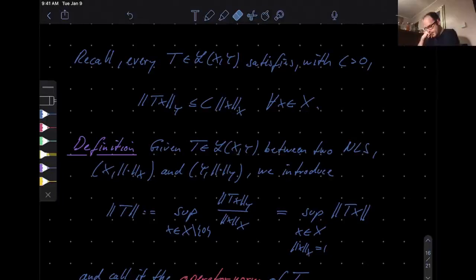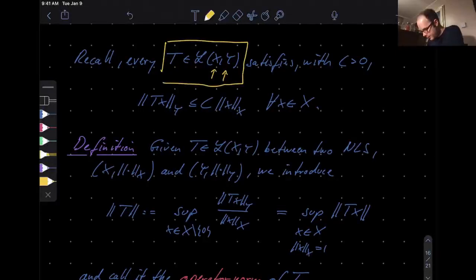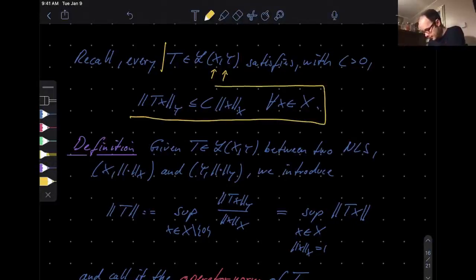Here on top, we discussed in the very first video bounded linear transformations, right? Remember we have two normed linear spaces, x and y as written here, and this notation means that t is a bounded linear transformation from x to y. That is a function which is linear and which is bounded. The boundedness by definition means that there exists a constant c such that for all vectors in the x space, you have this estimate.